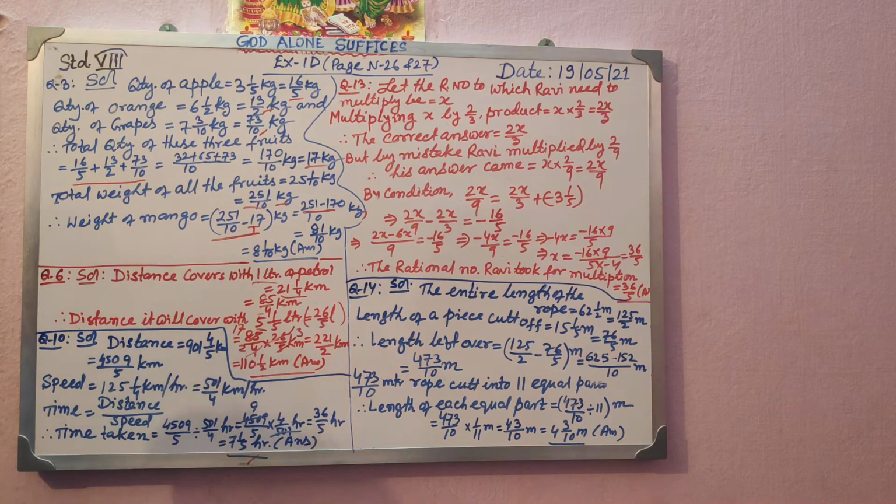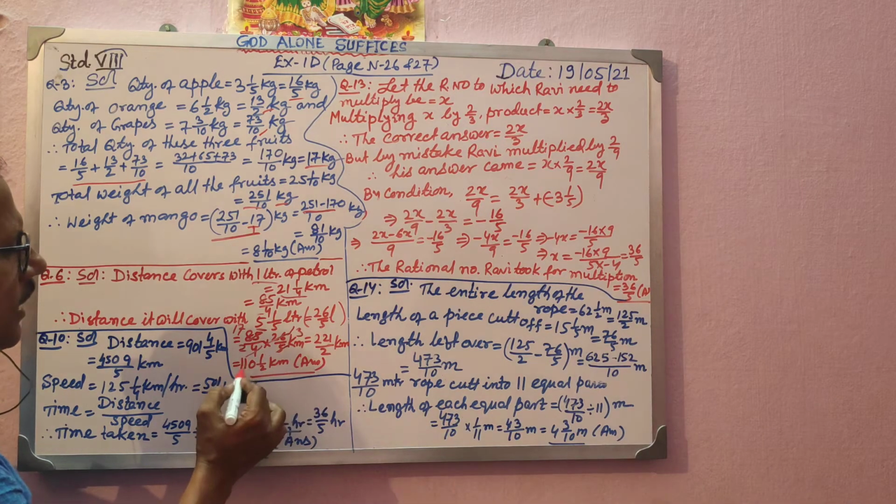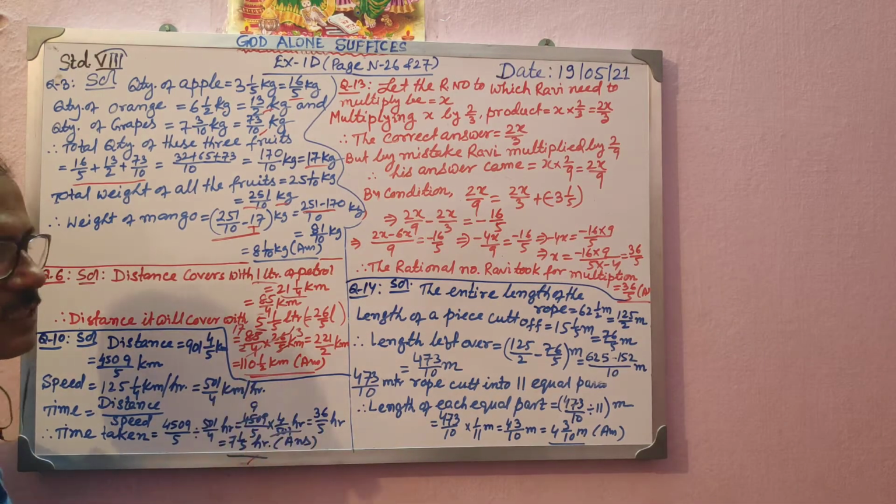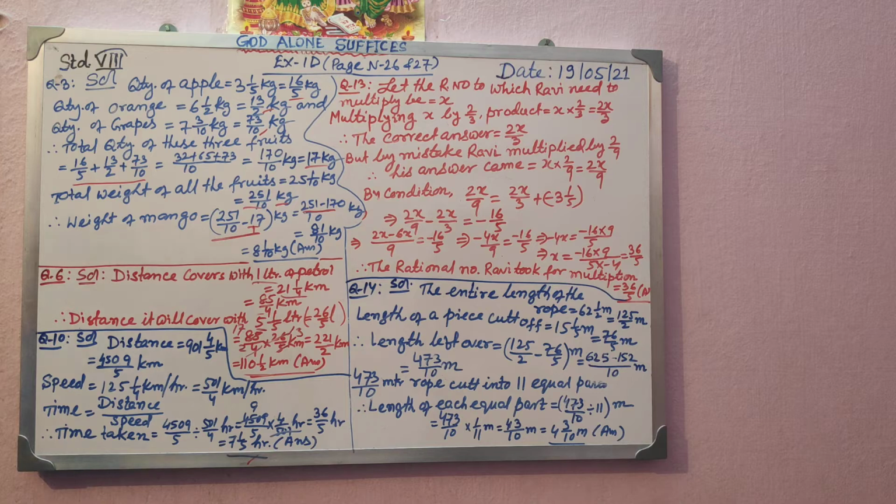Can you see? 221 by 2 kilometer is the distance covered, which you convert into a mixed number. It will be 110 whole 1 by 2 kilometer. That much distance it will cover with 5 whole 1 by 5 liter of petrol.